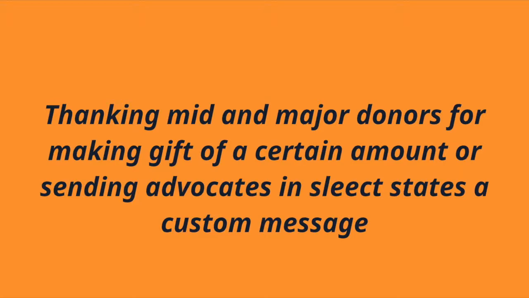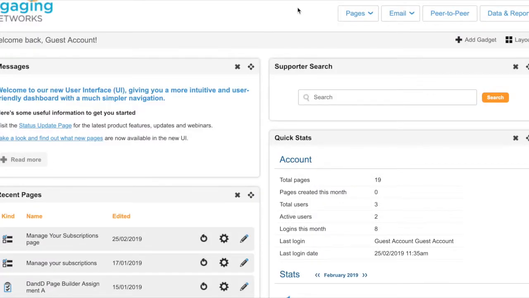And then you'll save that, and anybody who makes that donation in that amount, or if they select that particular constituent field, this is the custom autoresponder they'll receive. So you can thank your mid and major donors for making a gift of a certain amount, or send advocates in select states a custom message. So let's go ahead and test this out.